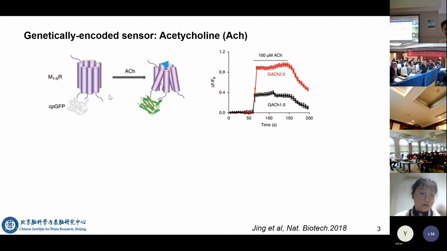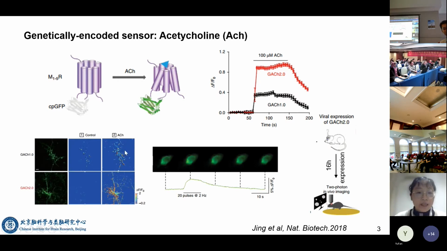They inserted cpGFP into this GPCR, and when acetylcholine is present, it gives a signal that can be detected. This sensor has a delta F over F0 of nearly 900% compared to the first version they explored, and then they optimized a second version.